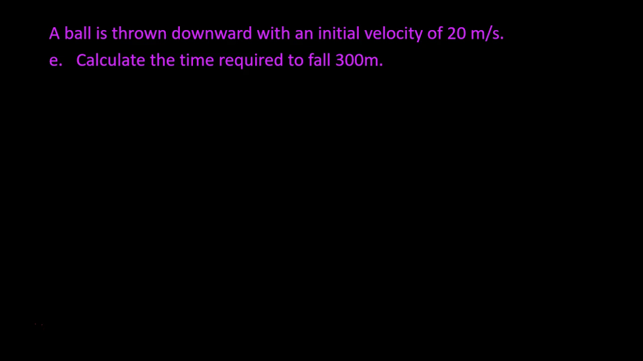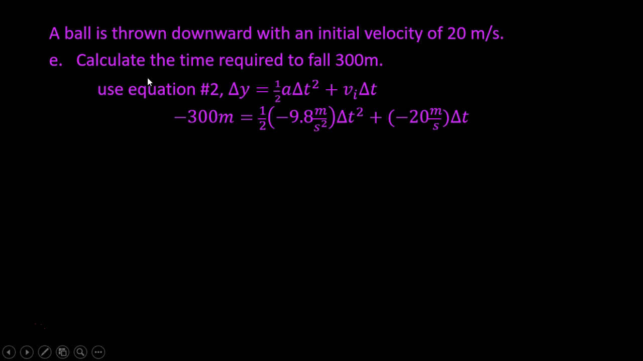Part E, calculate the time required to fall 300 meters. So we know the initial velocity, we know acceleration, and now we know vertical displacement. For this, we want to use equation number 2. However, initial velocity is not 0. Most of the time when we use equation 2 up until this point, the initial velocity was 0.